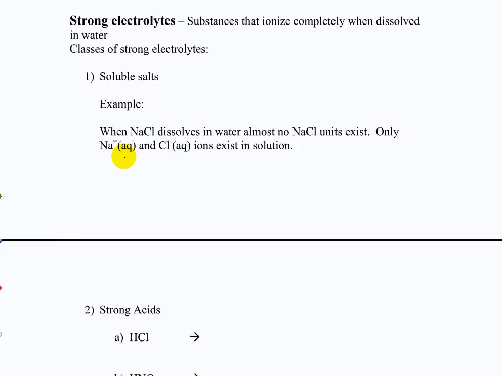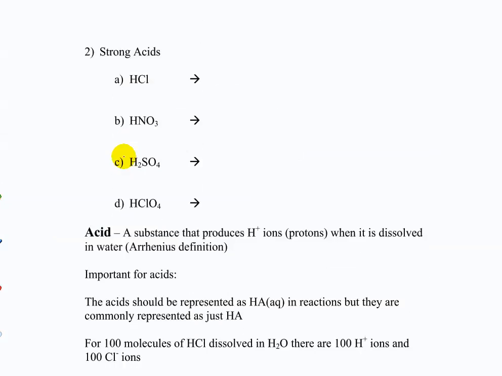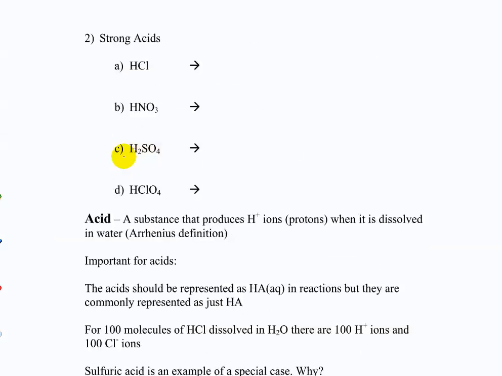Again, some definitions. Strong electrolytes. Soluble salts are mostly strong electrolytes, and we'll talk a little bit about solubility rules in a little while. But when sodium chloride dissolves in water, there are no NaCl units around, pretty much. Only the ions. That's a strong electrolyte. Strong acids are also strong electrolytes.